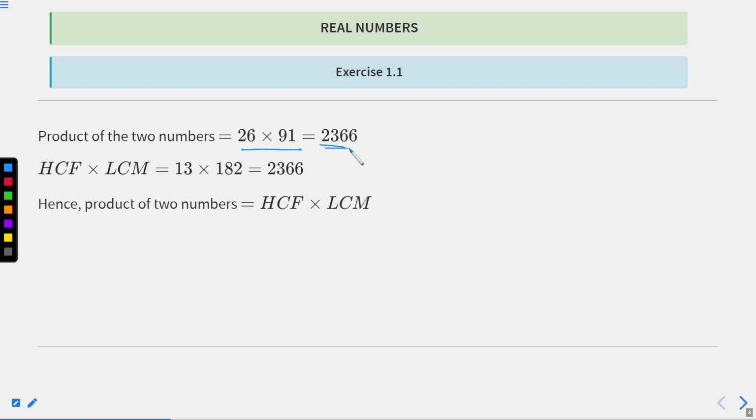Okay, and if we multiply HCF of 26 comma 91 and LCM of 26 comma 91, then it is equal to 13 into 182, and if we calculate it, then we'll get 2366. That is actually equal to the product of two numbers. So hence verified: product of two numbers is equal to HCF of two numbers into LCM of two numbers.